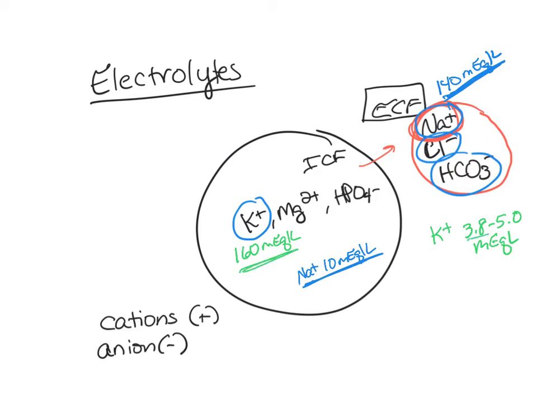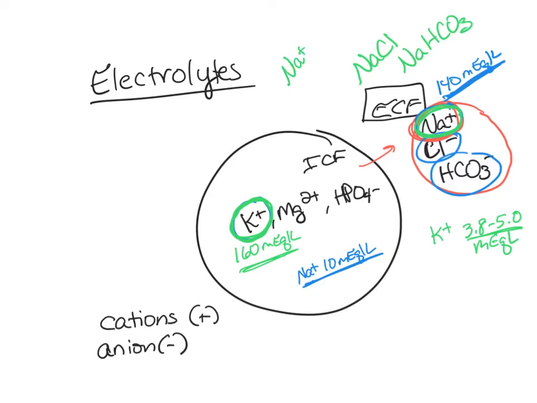So we don't really have to memorize those numbers, but we do need to know that potassium has a much higher concentration inside the cell. Sodium has a much higher concentration outside the cell. And if those levels are disturbed, it's going to affect the cell function. Most of the sodium in the extracellular fluid is not really floating around freely. It will be in the form of sodium chloride or sodium bicarbonate.